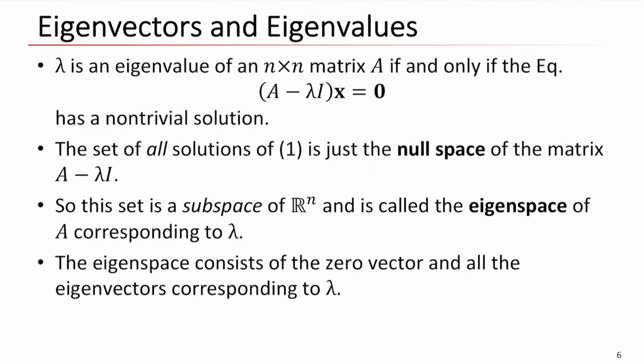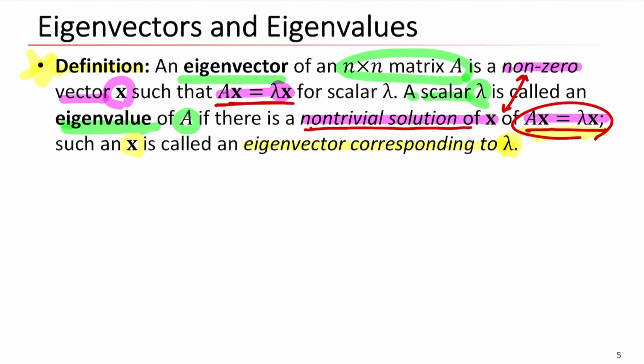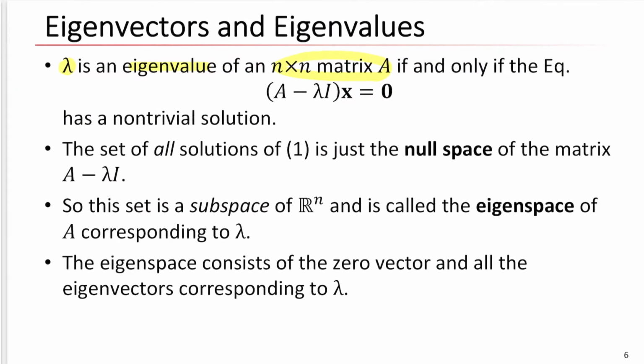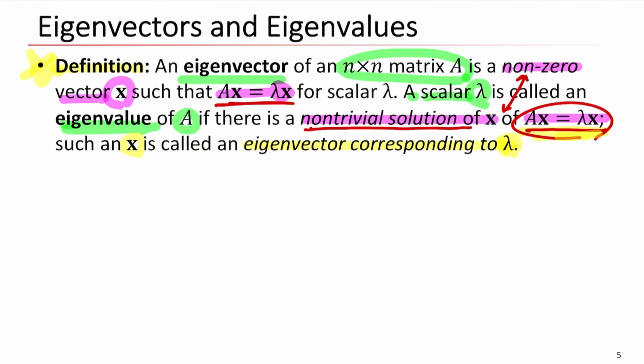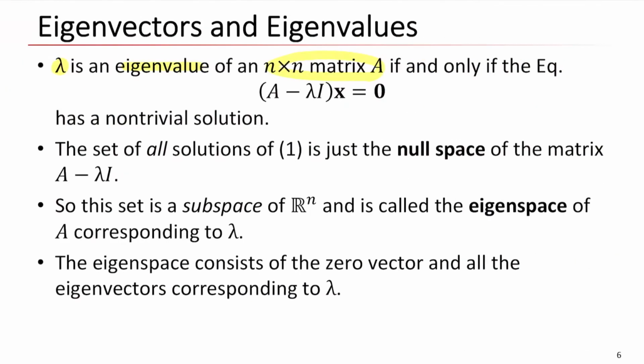Okay, so let's think about how to find the eigenvectors and eigenvalues. Before starting, here I said lambda is the eigenvalue of the n by n matrix A. So how can I find this? By using this equation, we can make another equation something like this: A minus lambda times the identity matrix, times vector X, is equal to the zero vector, right?